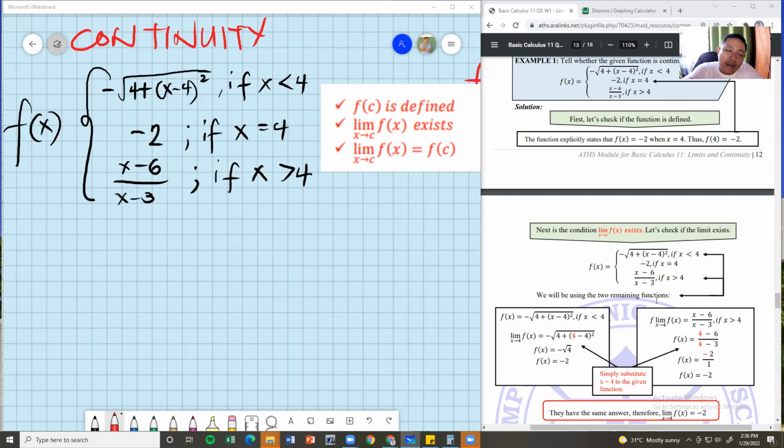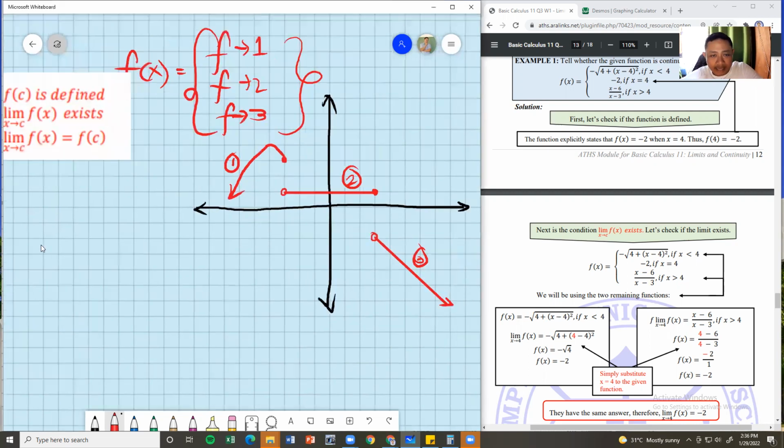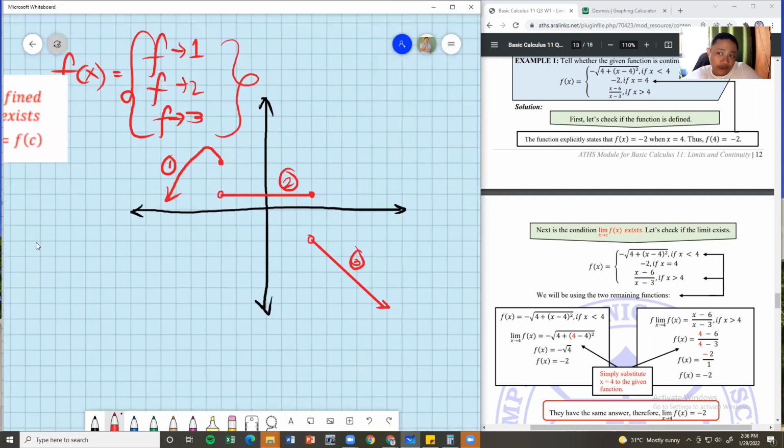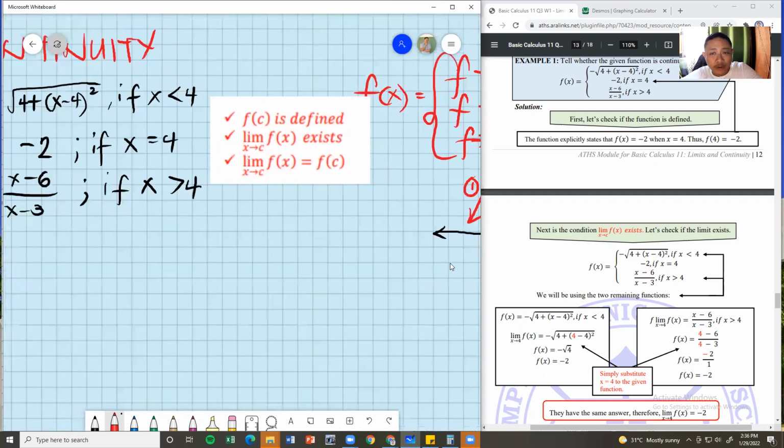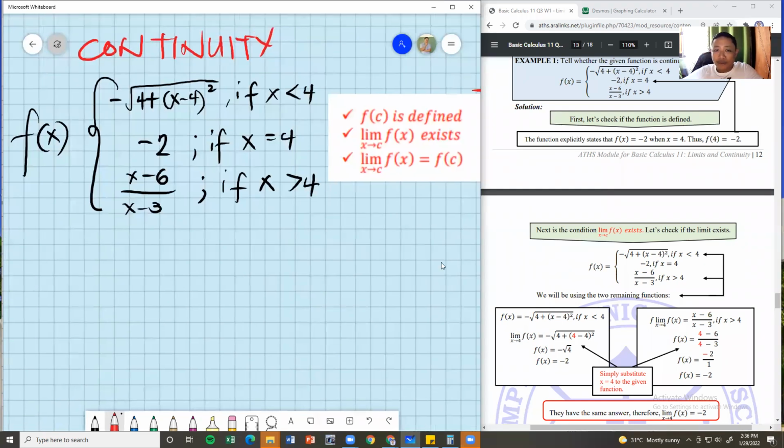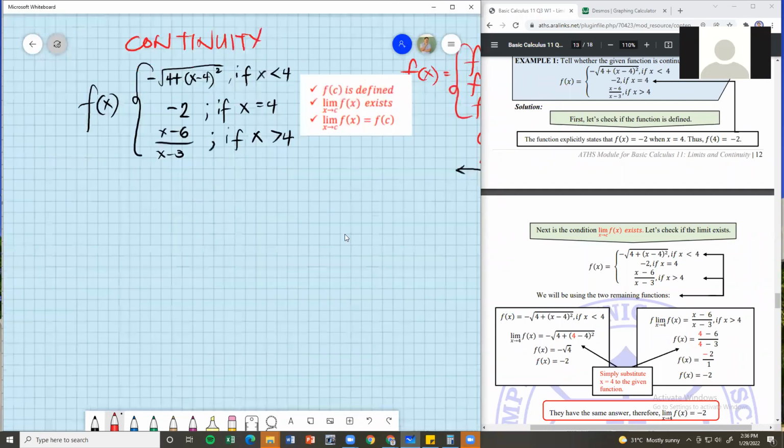all we have to do is to test whether the given different sets of functions show continuity of values, continuity of the graph based on what was presented to you a while ago, just like this. Okay, dapat may tuloy-tuloy, continuity. That's the reason why it's called continuity. Tuloy-tuloy ba yung value natin? Okay? Now, let's have this example.